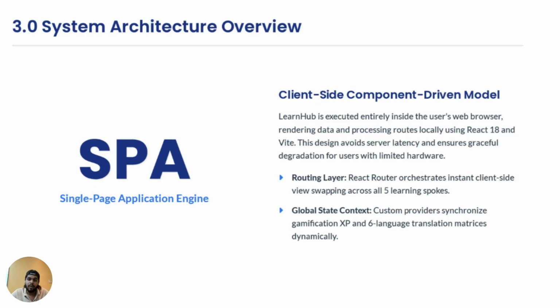The foundation of our platform is a SPA, Single Page Application Engine. It operates on a client-side component-driven model using React 18 and Vite. This means everything renders locally in the user's browser, completely bypassing server latency. Within this engine, React Router orchestrates instant navigation between modules, while our global state context dynamically synchronizes gamification data and multi-language translation.